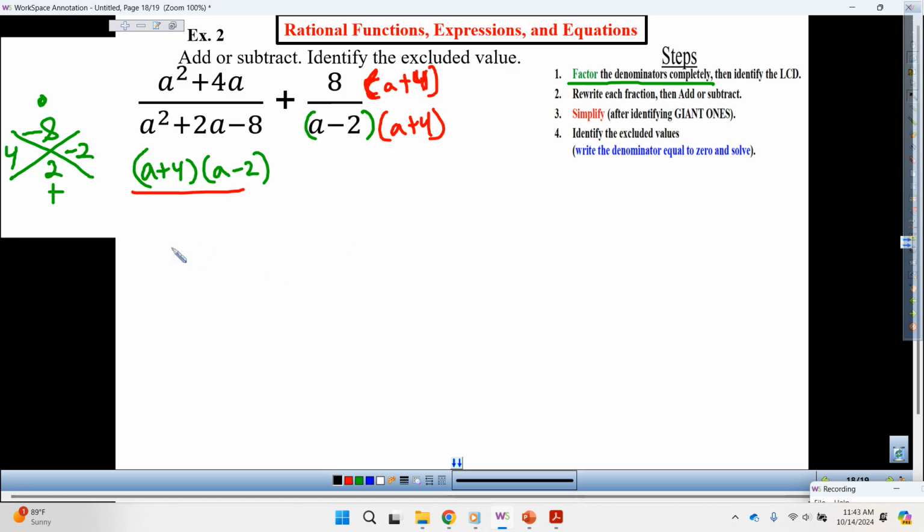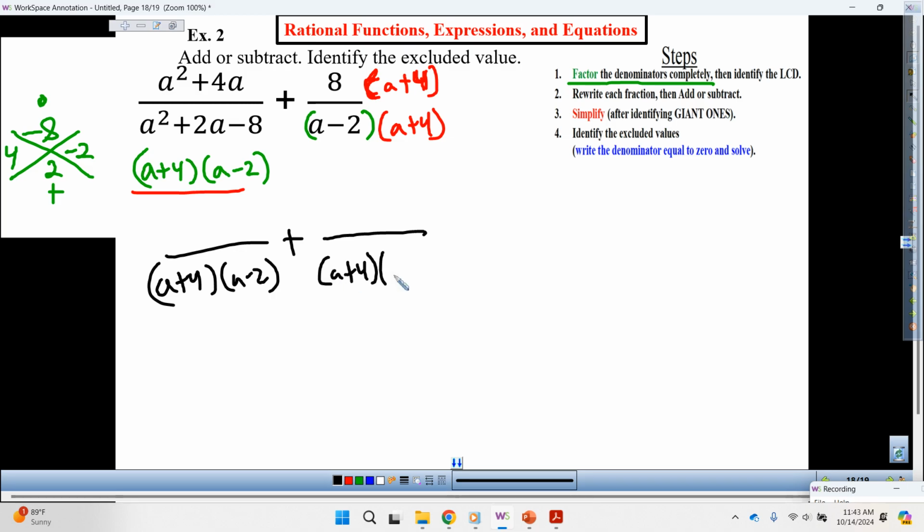All right. So let's rewrite these. A plus 4, a minus 2, a plus 4, a minus 2. This one, whatever's in the numerator, a squared plus 4a. And this we have, check this out, let's distribute this, and that gives us 8a plus 32. We there so far?